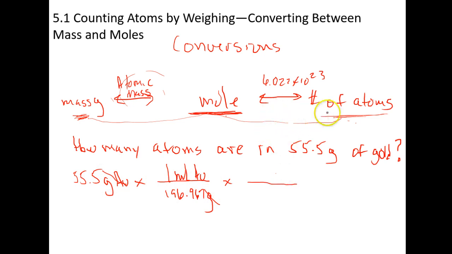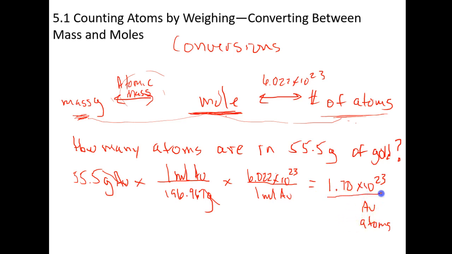All right, well now I have to convert to atoms. Well, that's Avogadro's number. 1 mole of anything is 6.022 times 10 to the 23rd. Okay, and that equals 1.70 times 10 to the 23 gold atoms, after you round. All right, my calculator says 1.696, so that rounds the 9 up to a 0, which rounds it up to 1.70. Okay, so that should be your answer.